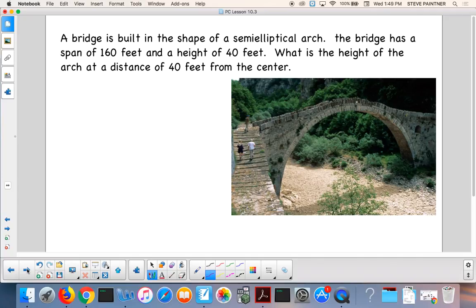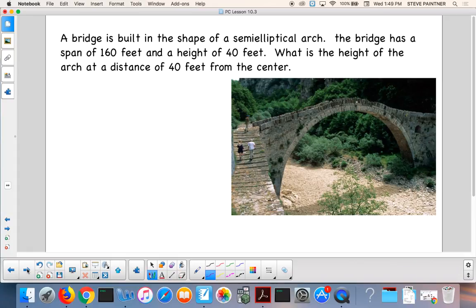Similar to the parabola stuff, but this time we're dealing with a bridge that doesn't have a parabolic arch. It's a semi-elliptical arch, half of an ellipse. A bridge like an ellipse curves in more towards the end. Parabolas are stretched out kind of wide. Ellipses curve in really tight.